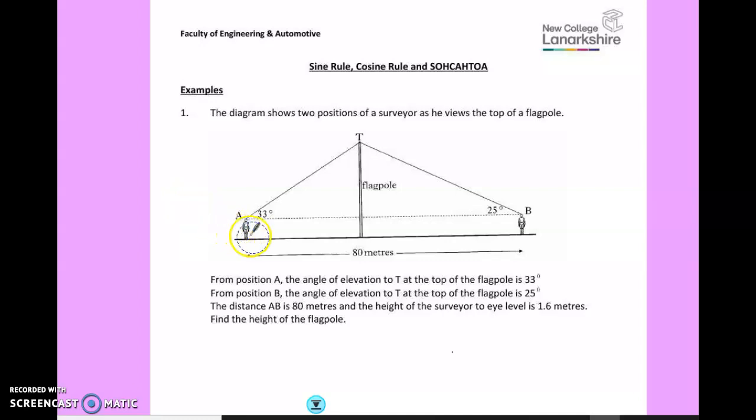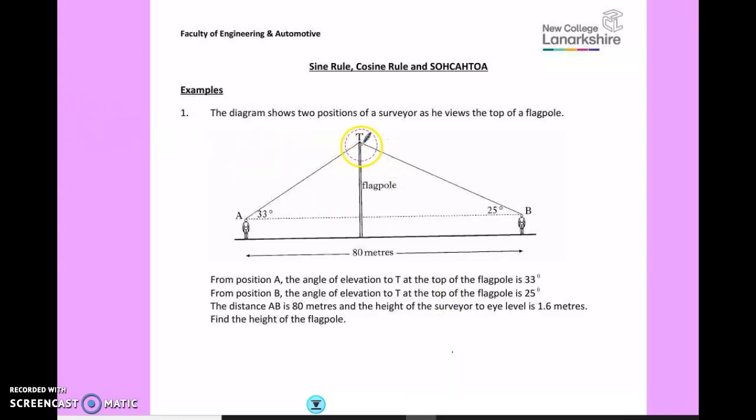we've got the position of two surveyors who are looking to the top of the flagpole at T. From position A, we've got an angle of 33 degrees. From position B, we've got an angle of 25 degrees. The distance AB is 80 metres, and the height of this surveyor is 1.6 metres. So I want to find the height of the flagpole.